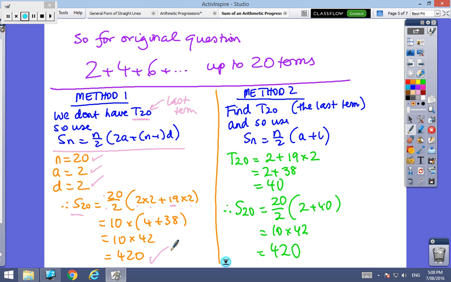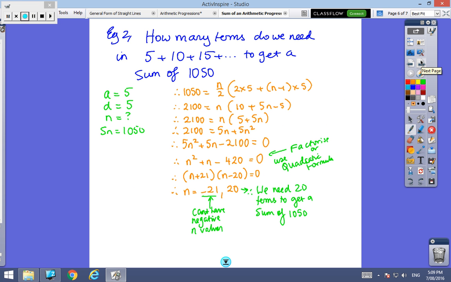But in method 2, you actually find the last term, because we know that the nth term Tn equals A plus (n minus 1)D. So I find the last term, which is the 20th term. In this sequence, 2, 4, 6, the 20th term will be 40. And so then we can use S of 20 equals n on 2 (first plus last). And of course the answer must be the same. So, a couple of variations.